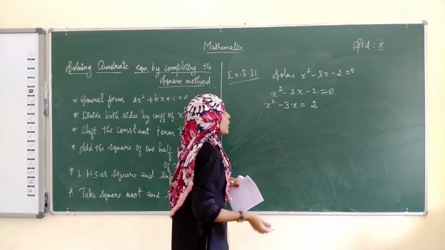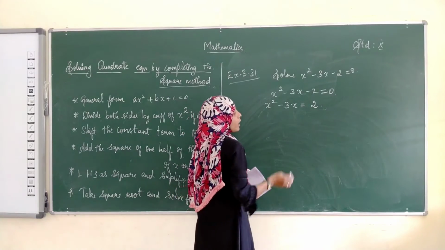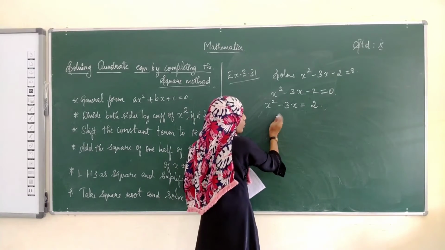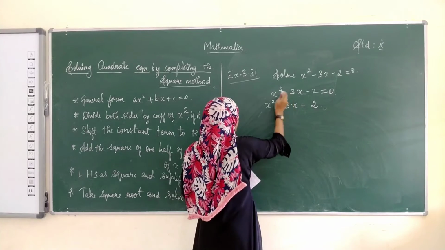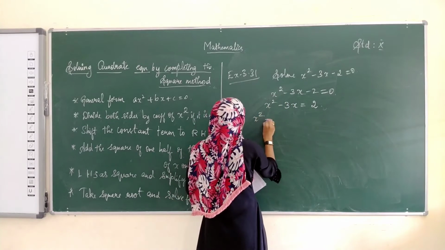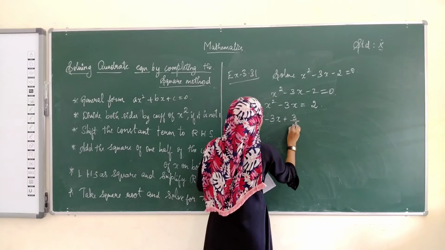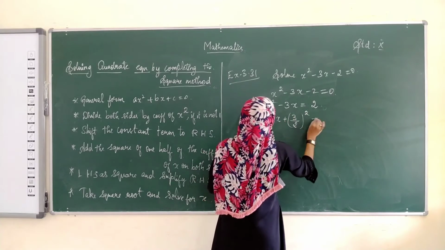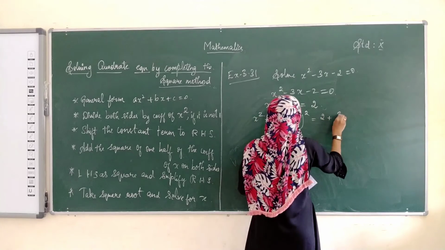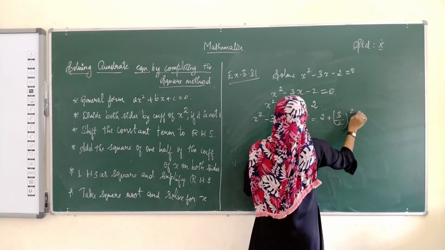Next, what we have to do? We have to add to both sides the square of half of the coefficient of x. That is, x square minus 3x plus, half of 3 is 3 divided by 2, the whole square, is equal to 2 plus 3 divided by 2 the whole square.